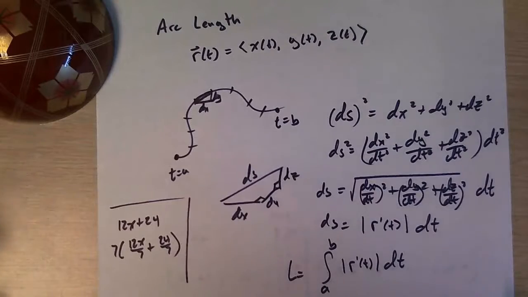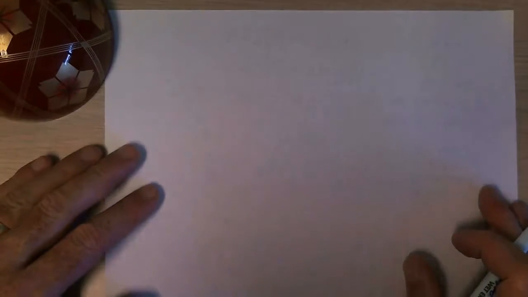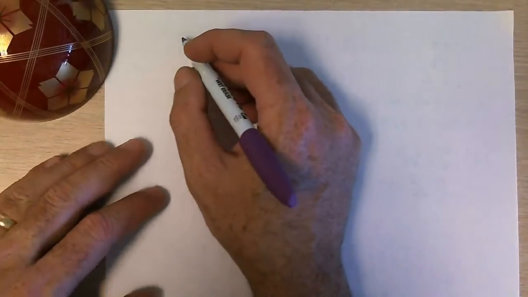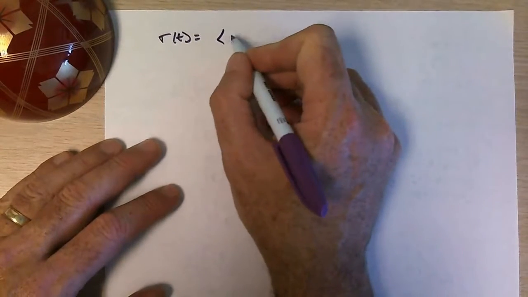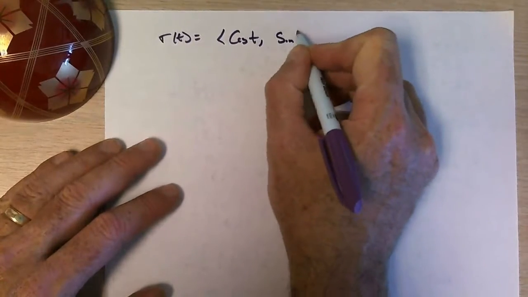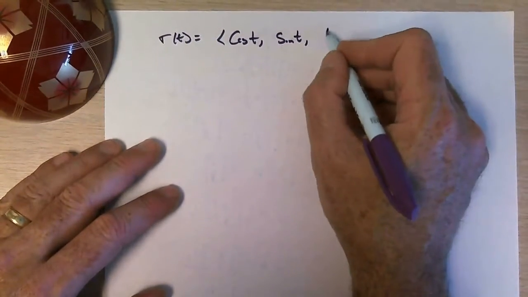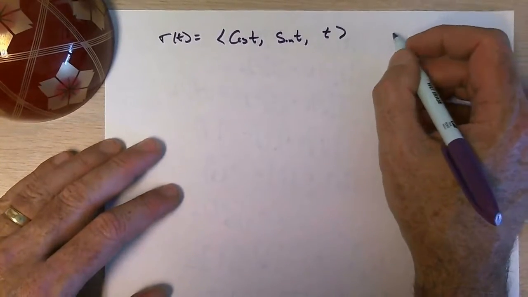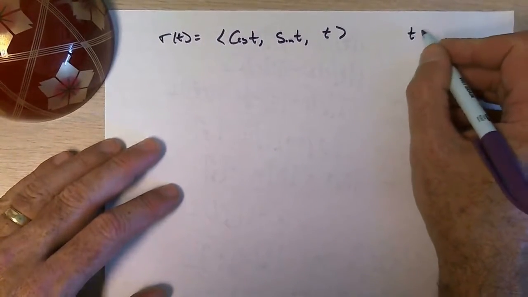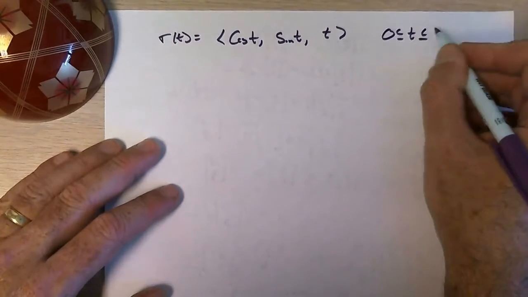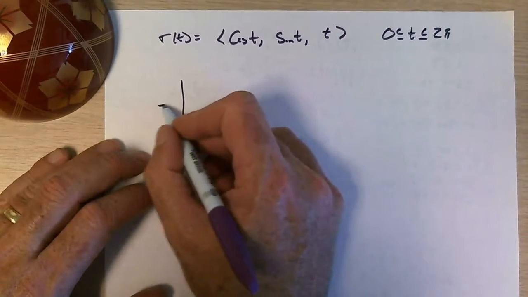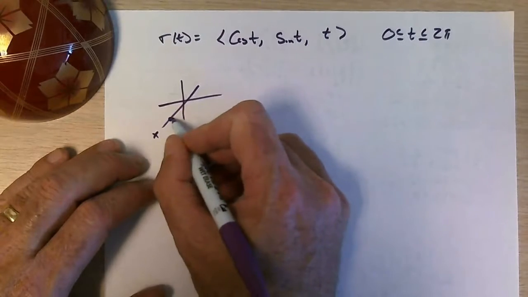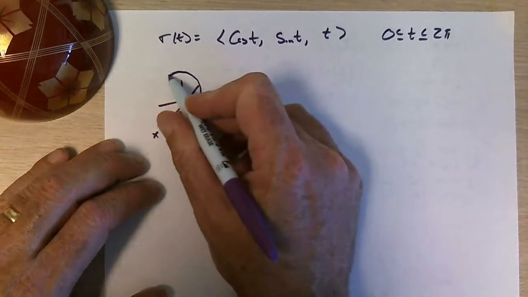Let's do an example. Let's do the standard helix here. So I've got r of t equals cos t, sine t, t. And I'm going to do just one time around this helix, so t is between 0 and 2 pi. So I'm looking at, what does it start out here on the x-axis? And it goes around once and up here.